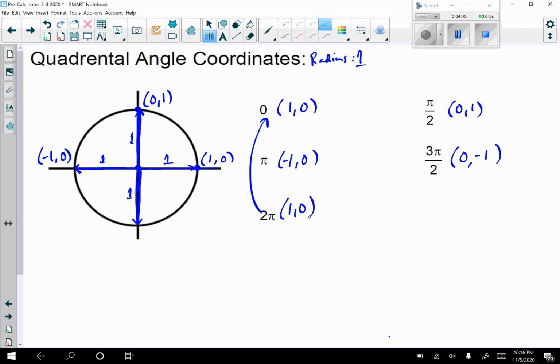So going all the way around, the quadrantal angles, well, those all have x values of 1, y values of 0, or the opposite. All of these are combinations of zeros and ones, zeros and -1s sometimes. So those are the first coordinates that we want to know.